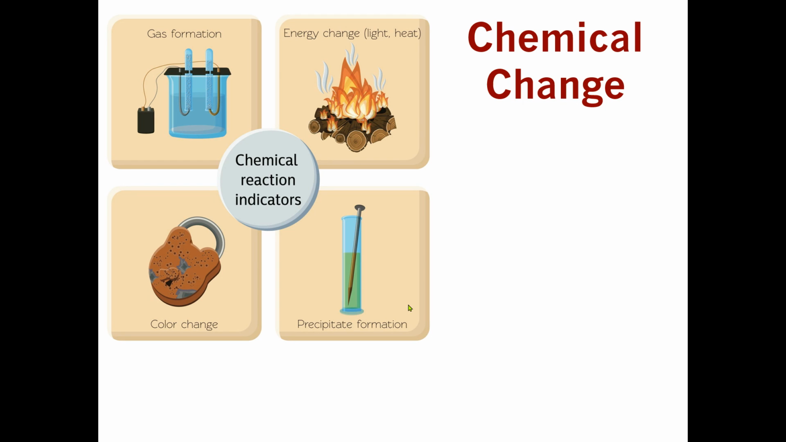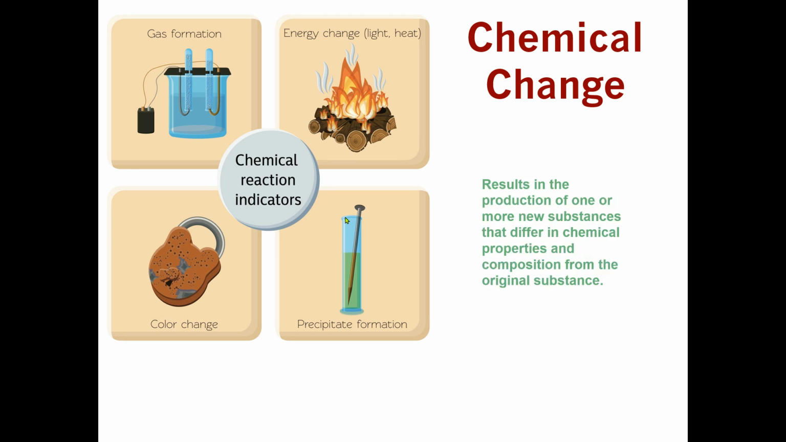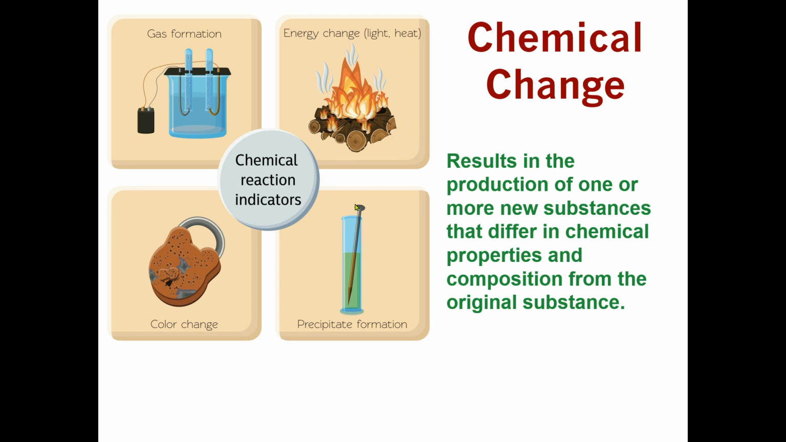All right, so chemical changes. We're really going to talk long and hard about this. We're probably going to do a week or two just on chemical change alone. Ready? This is how you know you have a chemical reaction or a chemical change. It results in the production of one or more new substances that differ in chemical properties and composition from the original substance. So, the formation of a gas.